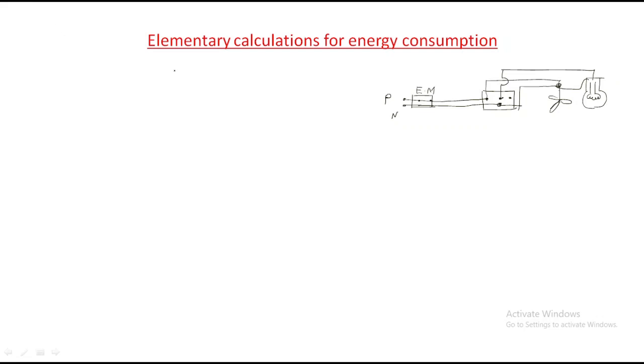Hello students, in this class we will discuss the elementary calculations of energy consumption. Before entering into the topic, we have a general point. In our home, in our domestic use, we generally get a monthly electrical bill. Generally it is in 50 units or 100 units like that.